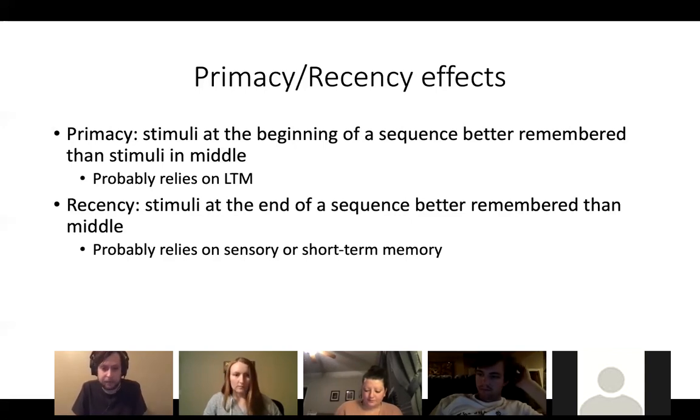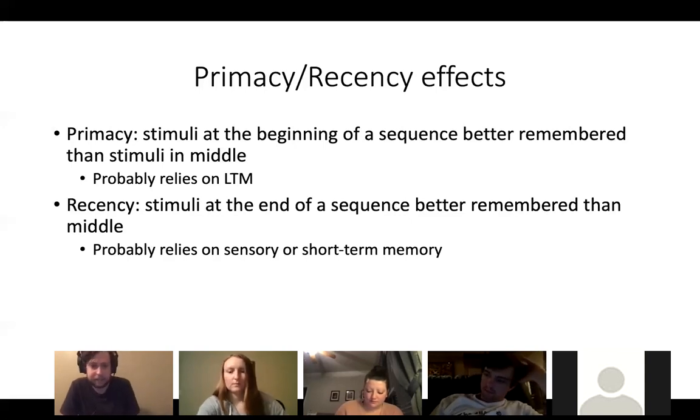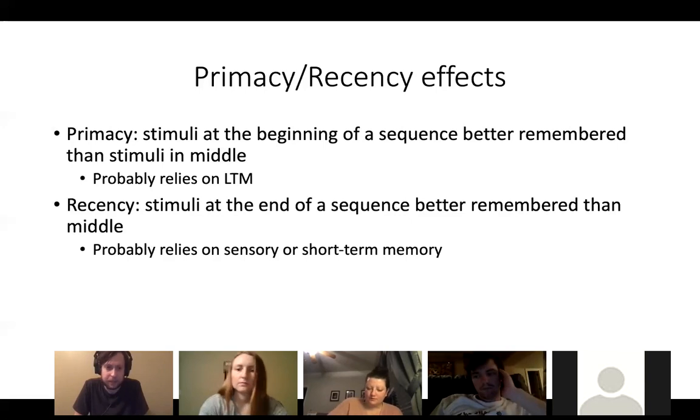And what has been repeatedly shown are these two effects, the primacy effect and the recency effect. The idea of the primacy effect is that when you first hear a sequence, you're really good at encoding those numbers at the beginning of the sequence into long-term memory. And so numbers at the beginning of the sequence tend to be remembered better than numbers said during the middle of the sequence. You tend to forget numbers in the middle of the sequence.